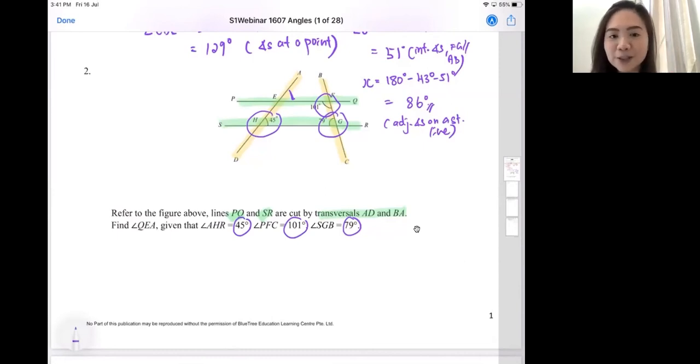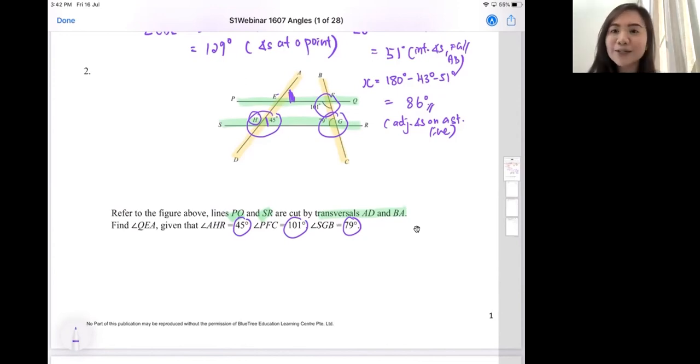In this question, in order to say that QEA is 45, you have to use the angle RHE, this angle H over here. So you're actually implicitly saying that the two angles, angle H and angle E, are equal because they are corresponding angles. That's why you concluded that QEA is 45.